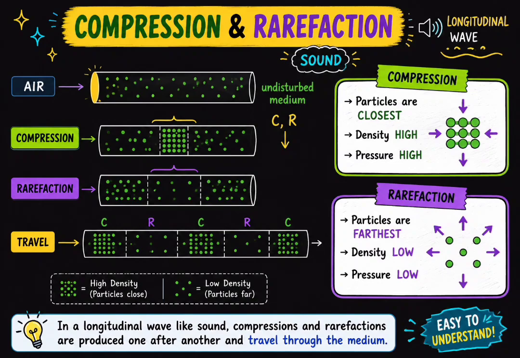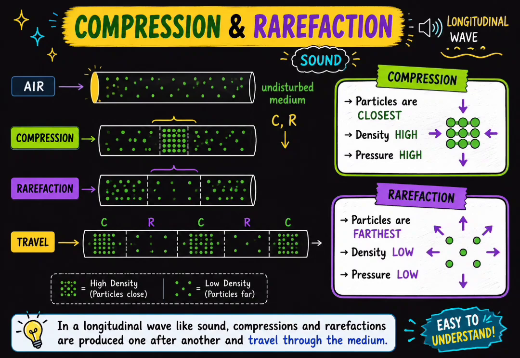First, imagine air particles at their normal positions. This is called the undisturbed medium. When a sound is produced, the particles move to and fro at some place. Particles come very close together. This region is called compression. In compression, the density is high and the pressure is also high.